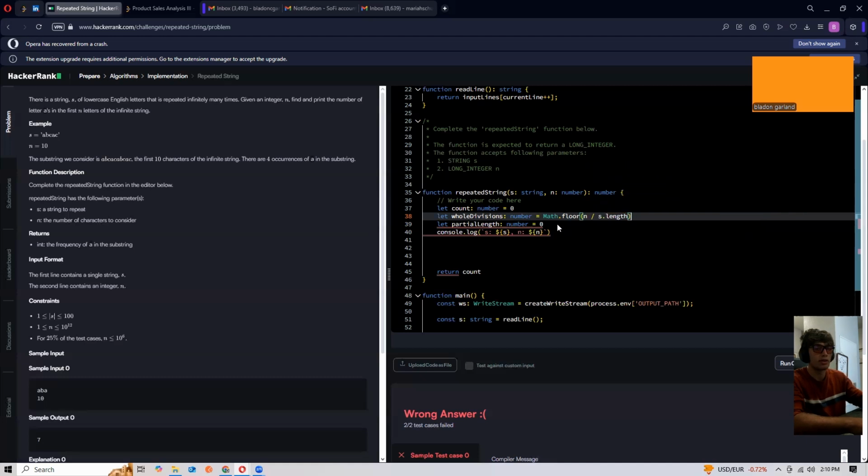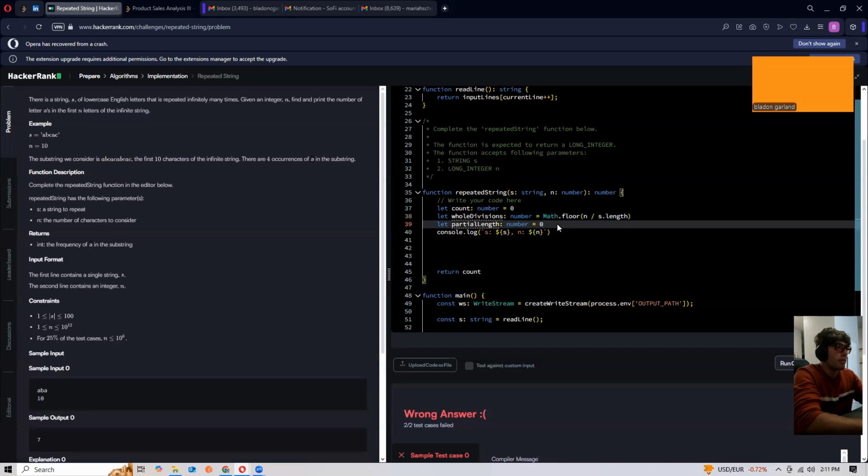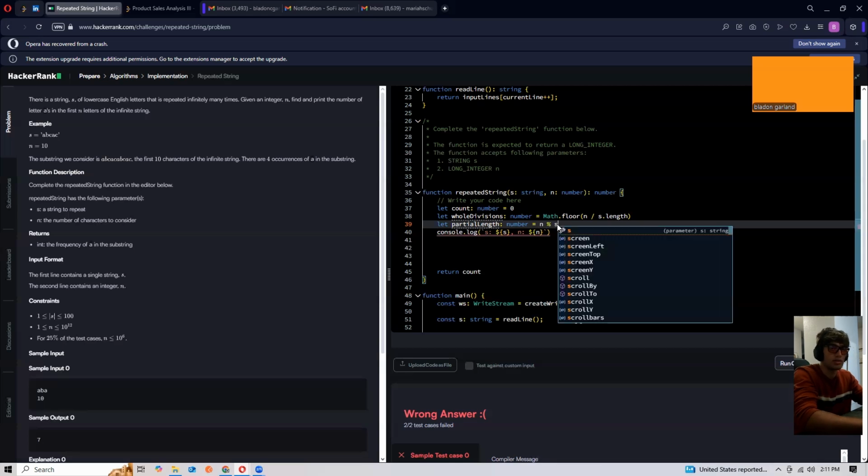length 5 and they want us to have a substring of length 10, then we know that 5 divides into 10 twice, right? And if it was uneven, say n was 12, then the floor helps us to say, okay, it evenly divides 2 times, but then we have a partial length down here, and that partial length will be equal to the modulo. So that would be n mod s.length, I believe. And this should work pretty good.